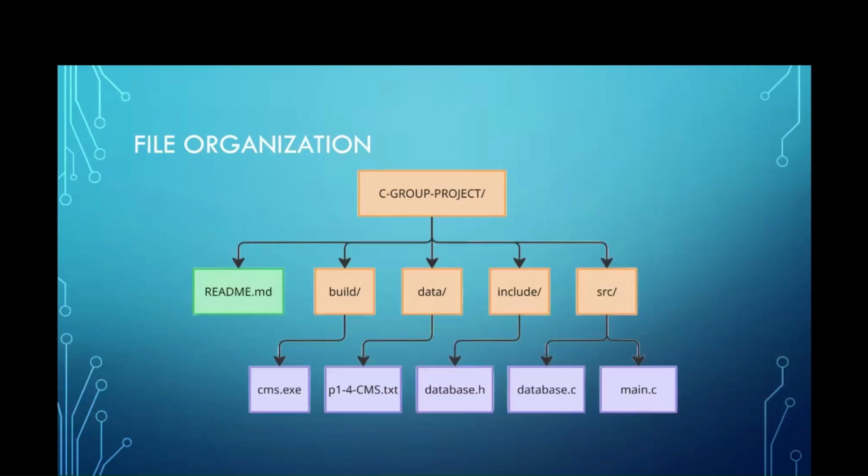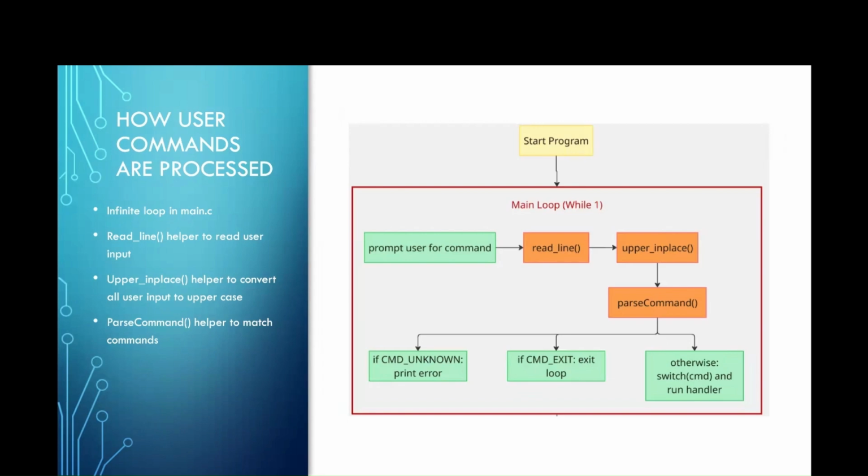So firstly, for our file organization, we have one main folder called C Group Project, and under that we have four subfolders and one README file. Our compiled program will be stored in the build folder, our database file will be stored in the data folder, our header file will be stored in the include folder, and our two main C files will be stored in the source folder.